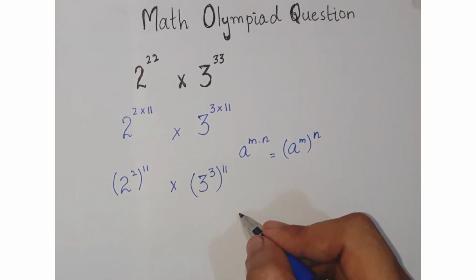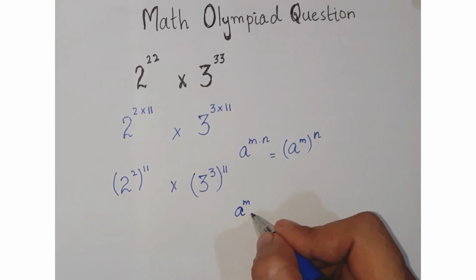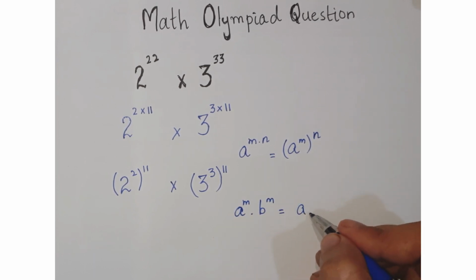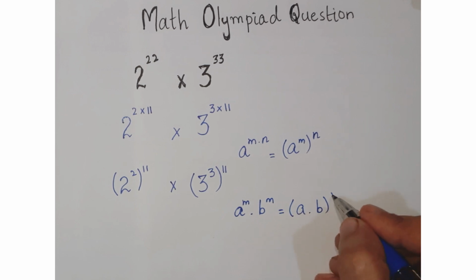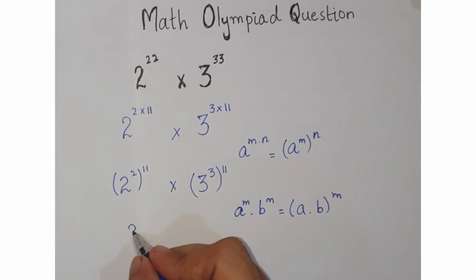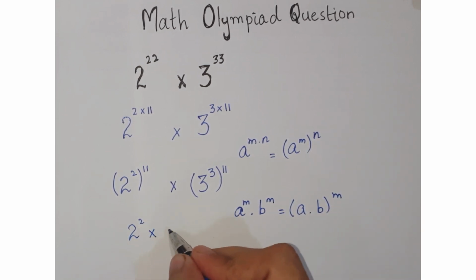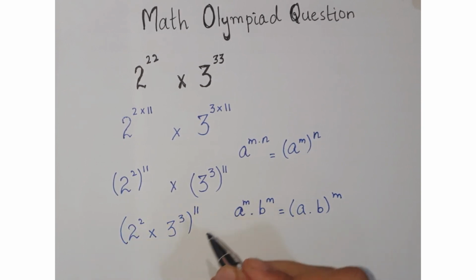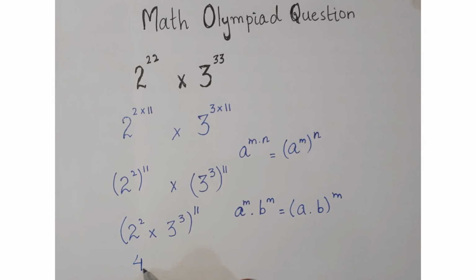Further, as you know that a raised to the power m times b raised to the power m is similar to (a times b) raised to the power m. So you can write it like (2 raised to the power 2 cross 3 raised to the power 3) to the power 11, right? So when you multiply these two identities, you will get 4 times 27, and your answer is 108 to the power 11.